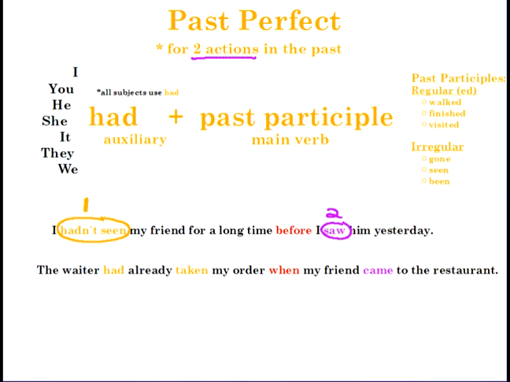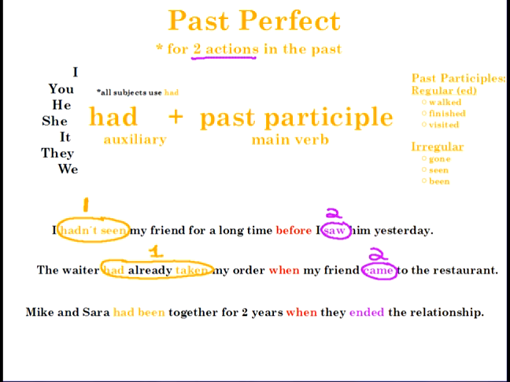The waiter had already taken my order when my friend came to the restaurant. So again, in this first part, had already taken. The waiter had already taken my order. That's the first thing that happened, right? When my friend came to the restaurant, that's the simple past. That's the second thing that happened. Again, using the past perfect to indicate which action happened first.